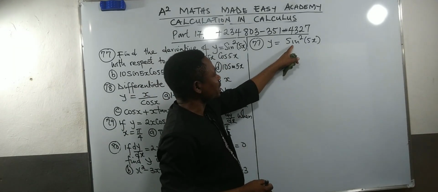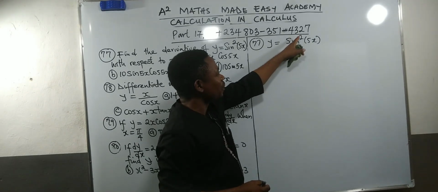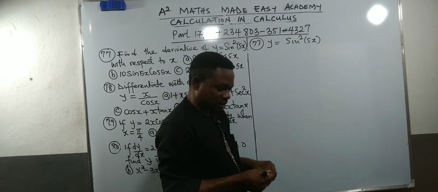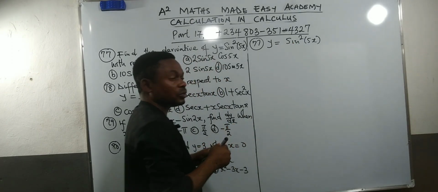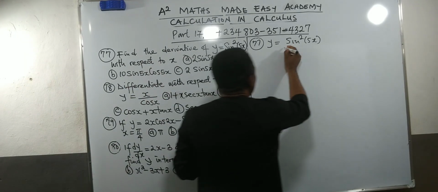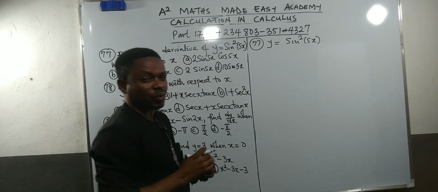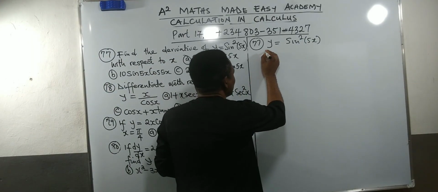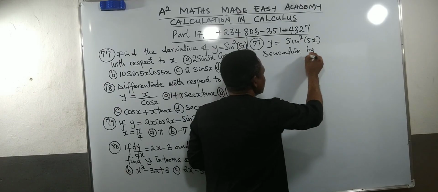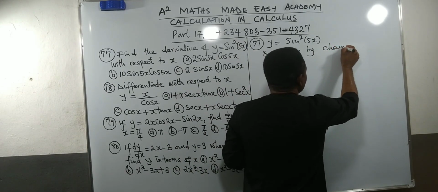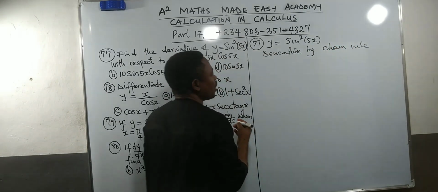Now, why is it chain rule? We are talking about a single function. This is sine power 2 of 5x. Now, do you know that if I have x here before this, it is now product rule. Then if I have it all over x, it is quotient rule. So the law now is we are using derivative by chain rule. Now the question is, what is the formula for chain rule?